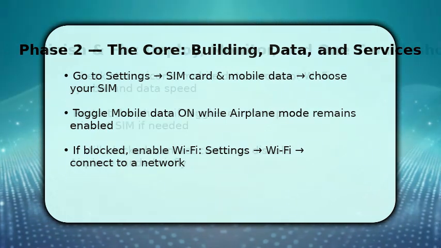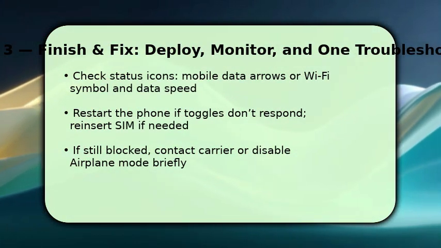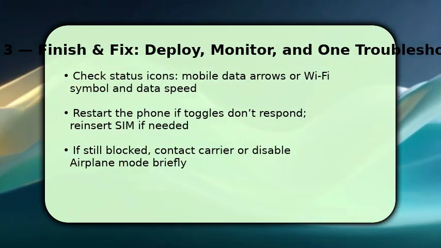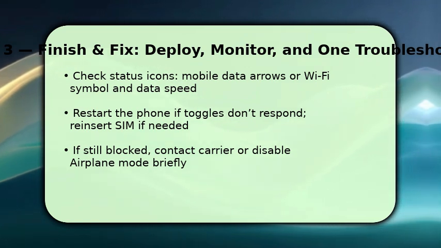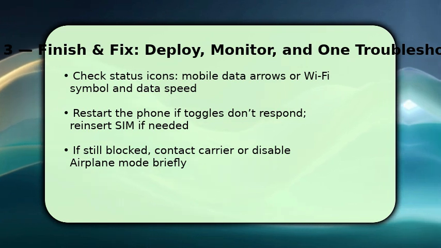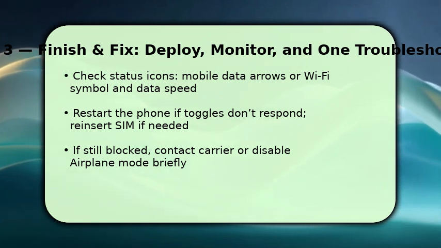Proceed to finalize and finish by confirming that data flows. Look for the mobile data arrows or the Wi-Fi symbol plus actual page loads. If the toggles fail to respond, restart the phone and try again. Sometimes a quick reboot restores permissions.